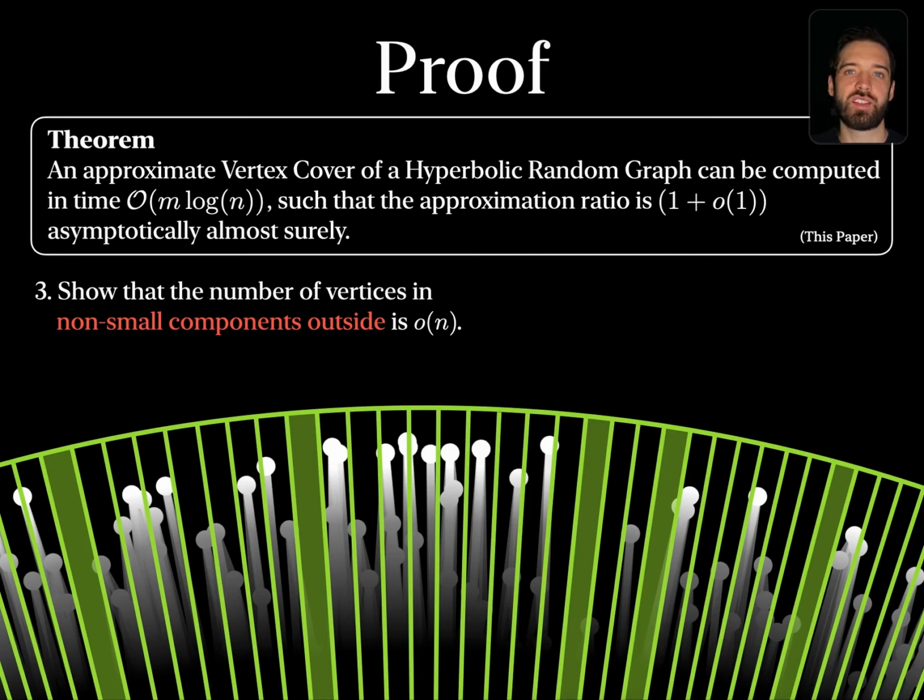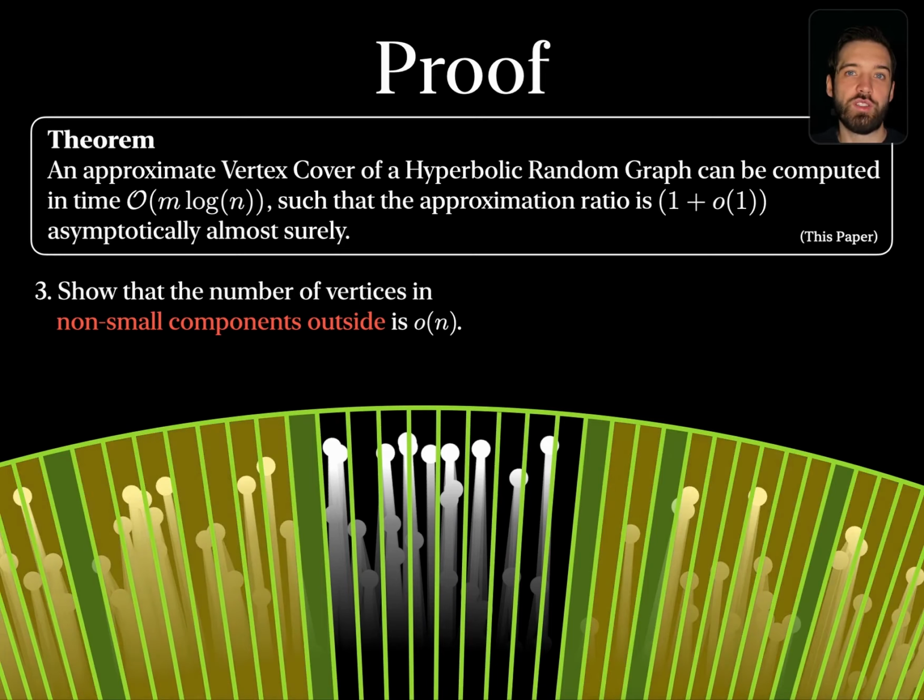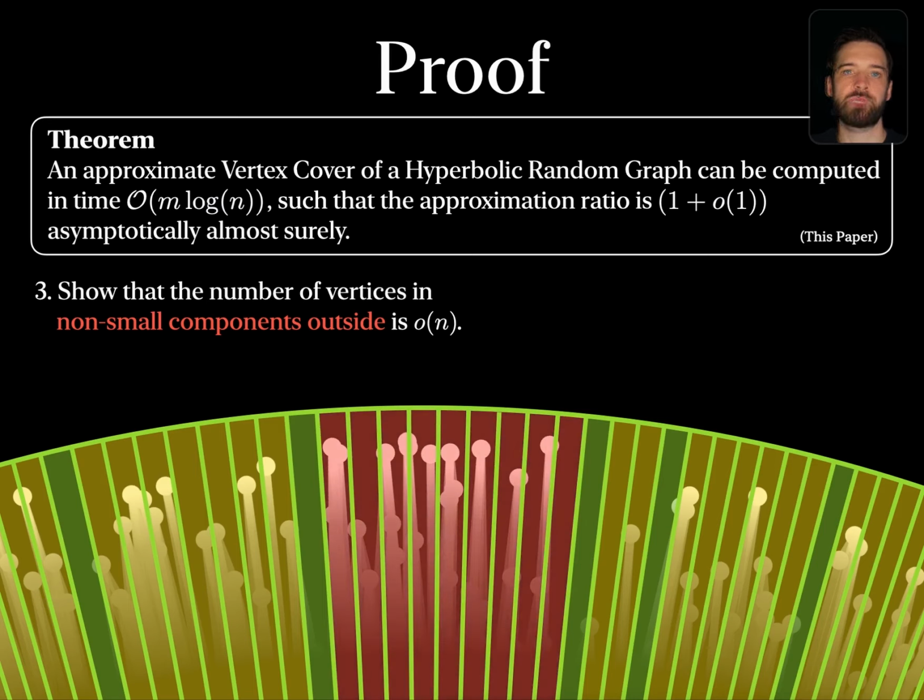Then we showed that sectors are sufficiently likely to be empty such that most components span only few sectors, while there are only few components that span many sectors, which are indicated in red here. We then showed that there are only sublinearly many of these red sectors, and since the vertices are distributed uniformly at random, we could conclude that also the number of vertices in them is sublinear.